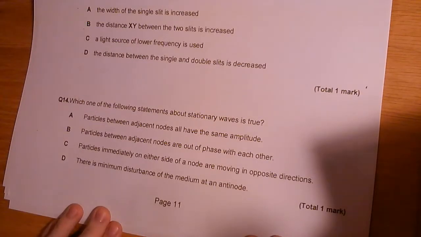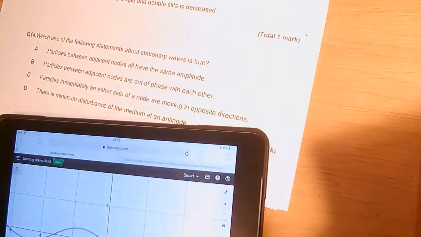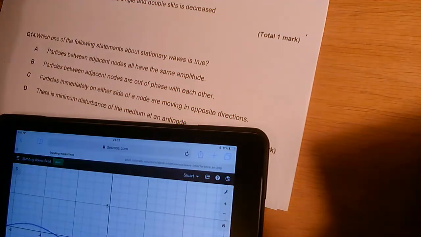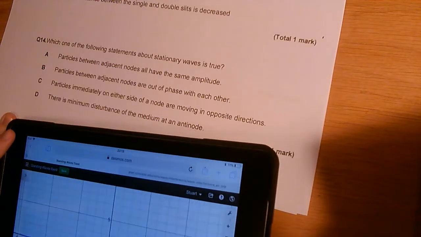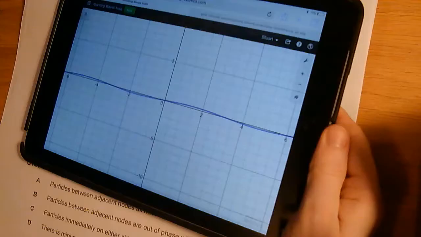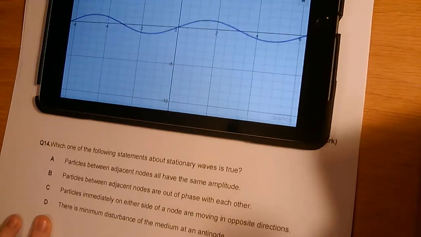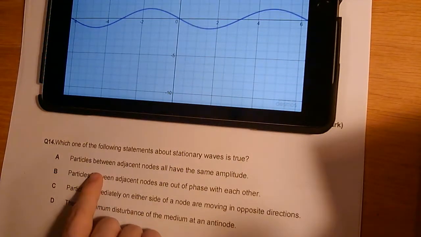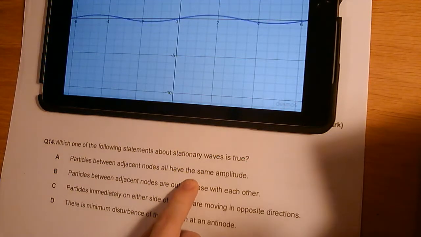Question 14, which of these stationary waves facts is an actual fact. Let's go to the video. Okay, here it is. So we've got our 4 statements. Let's check them with our actual wave. Can we put that there? Is that going to work? Sort of. Yeah, that's not too bad. Right, so first of all, particles between adjacent nodes all have the same amplitude. Let's check, shall we?